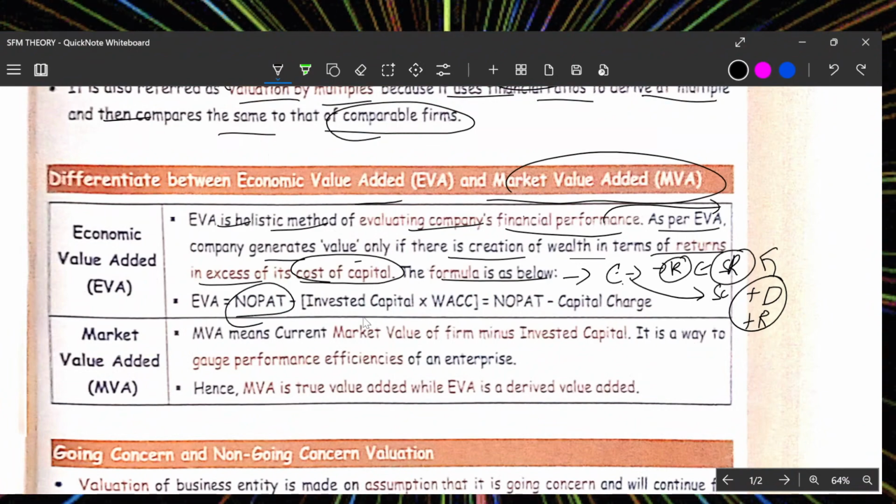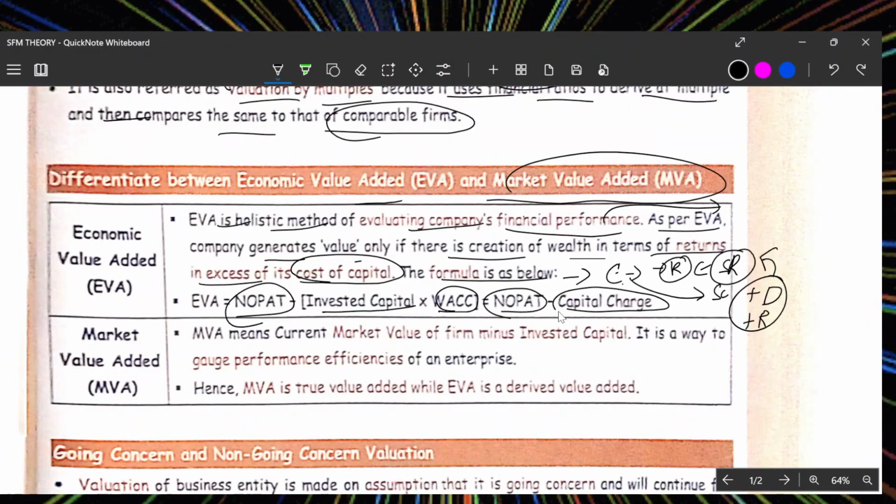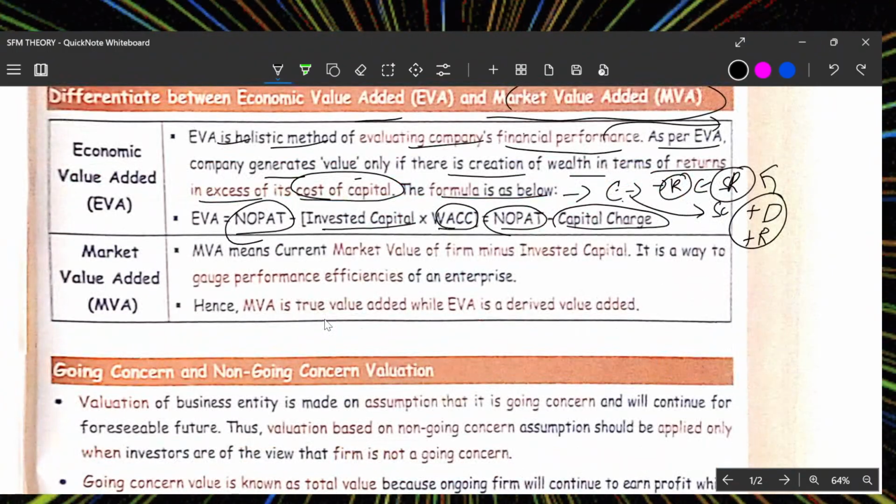So NOPAT minus invested capital into WACC is equal to NOPAT minus capital charge. This is what economic value added is.